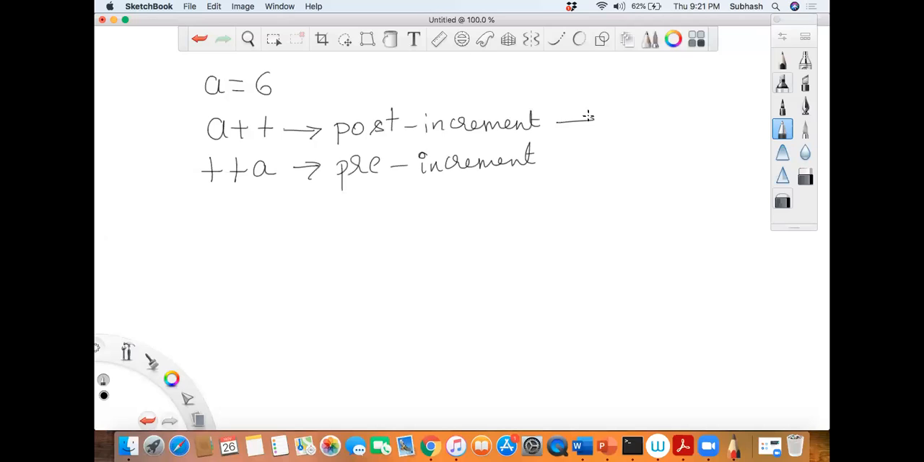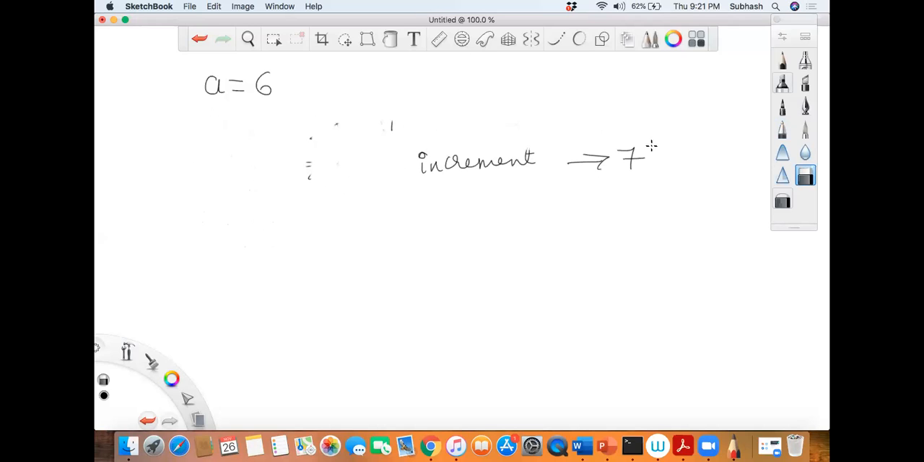Yes, sir. So both will give you what value? 7 and 7. Correct? Yes, sir. So 7 is stored in which one? A, correct? Yes, sir. So after doing this, if I try to print the value of A, I'll get 7. You understood that or not? Yes, I understood, sir. Awesome. Now I'll remove this from here.